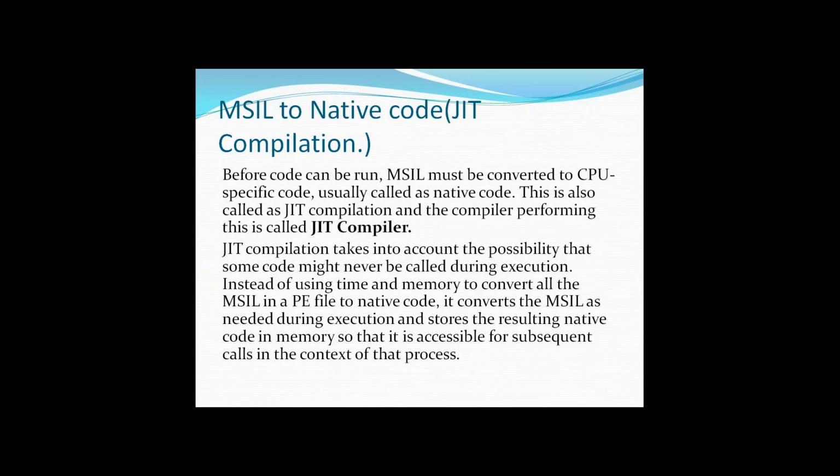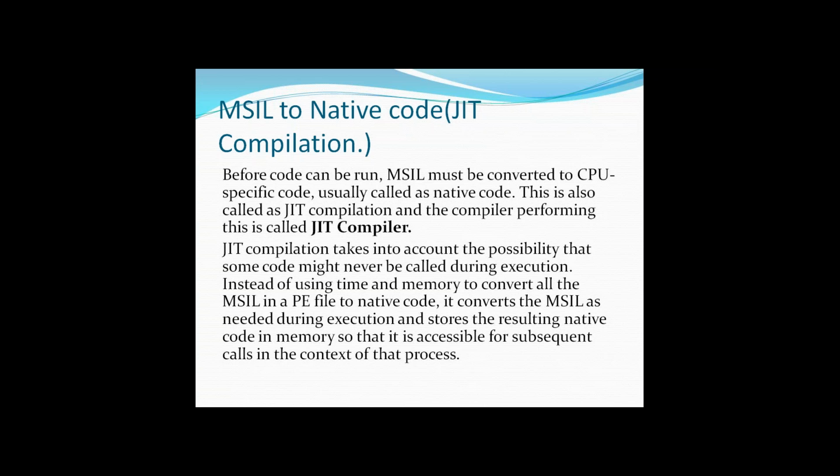Second point. So what is the second phase of compilation? Before code can be run, MSIL must be converted into CPU specific code, usually called native code. This is also called just-in-time compilation, and the compiler performing this is called the JIT compiler. And JIT compilation takes into account the possibility that some code might never be called during execution. Instead of using time and memory to convert all the MSIL in the PE file to native code, it converts MSIL as needed during the execution and stores the resulting native code in memory so that it's accessible for subsequent calls in the context of the process.